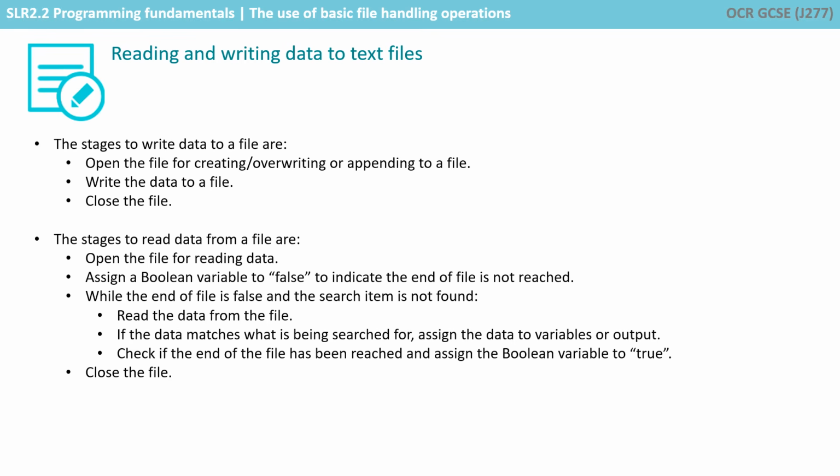The stages to read data from a file are open the file for reading, assign a Boolean variable to false to indicate the end of the file is not reached, and while the end of the file is false and the search item is not found, then read the data from the file. If the data matches what was being searched for, assign the data to variables or output. Check if the end of the file has been reached, and if it has, assign the Boolean variable to true, and again, close the file.